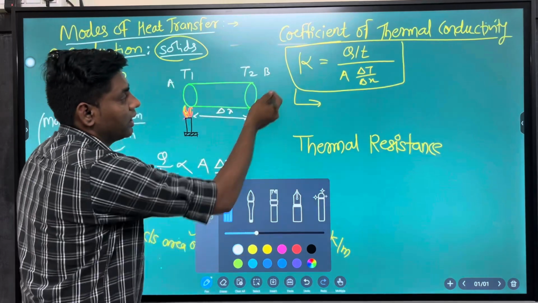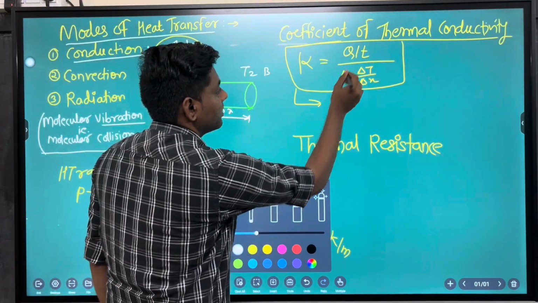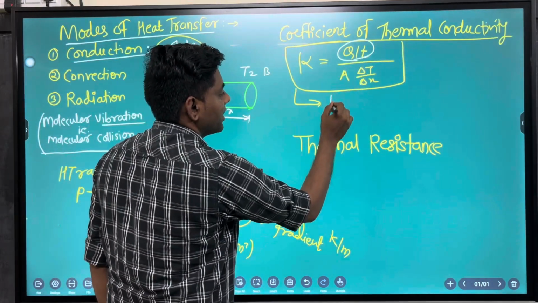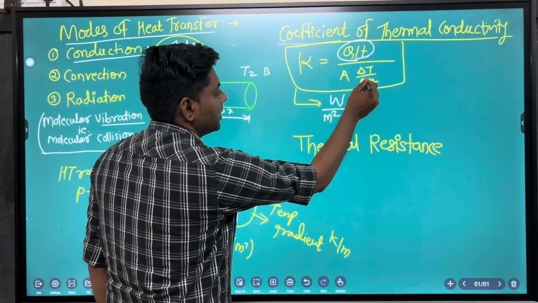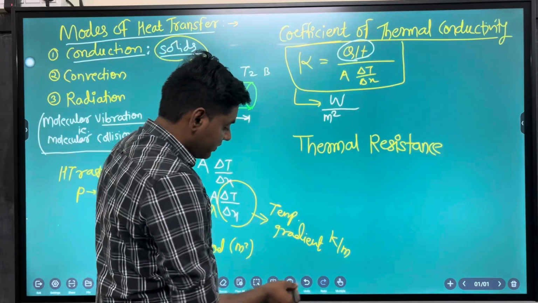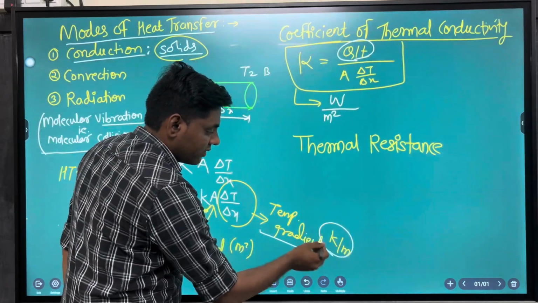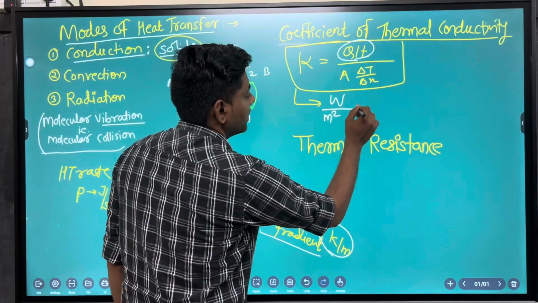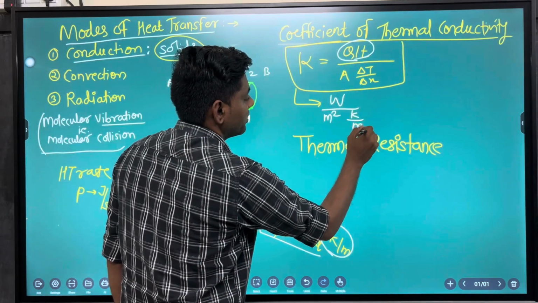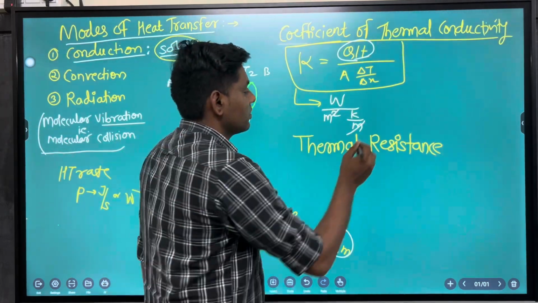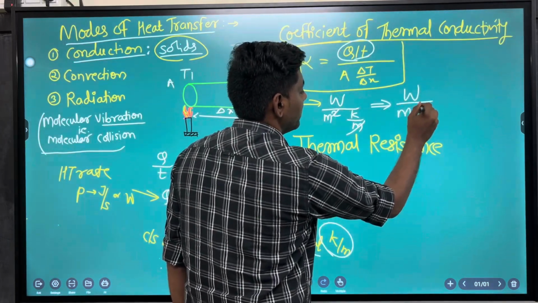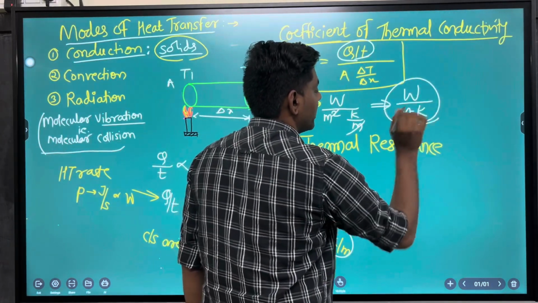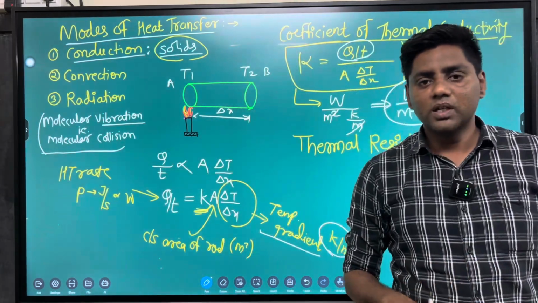Very easy. According to that formula we can work it out. What is the SI unit of Q by T? Watts. SI unit of area, that is meter square, and SI unit of temperature gradient, that is Kelvin divided by meter. So one meter gets cancelled, and we get watts divided by meter Kelvin. So remember the SI unit of coefficient of thermal conductivity.